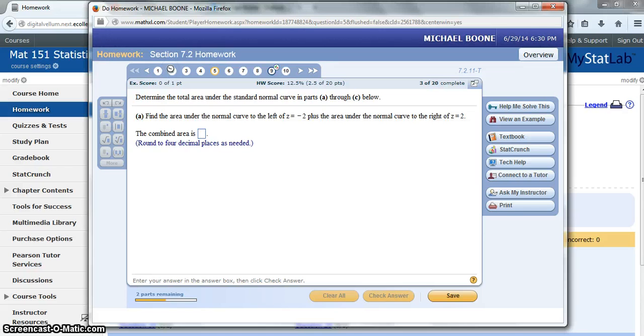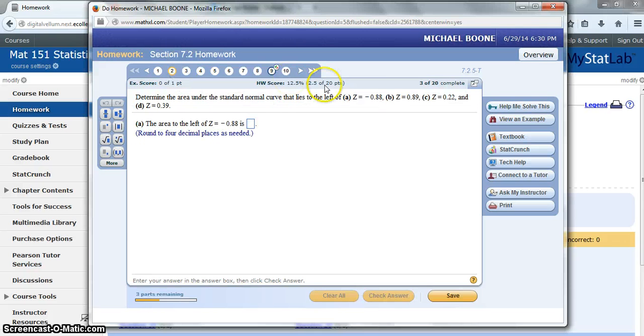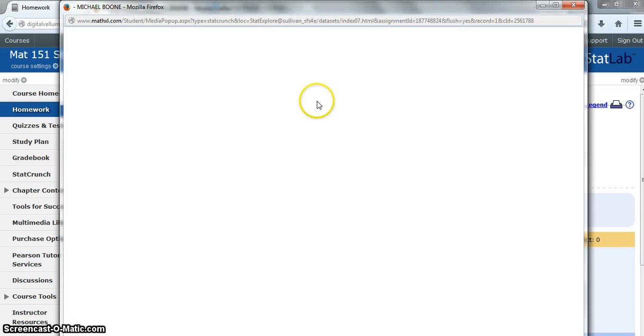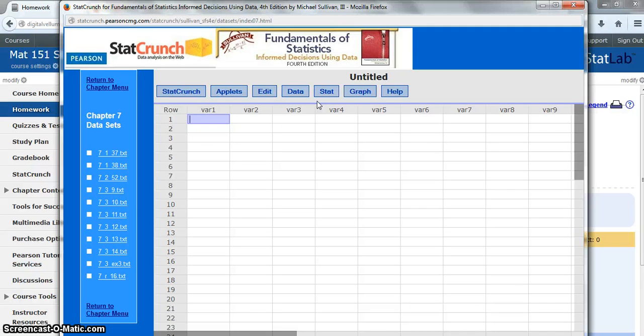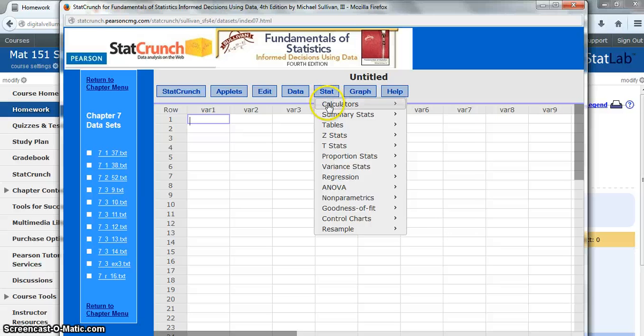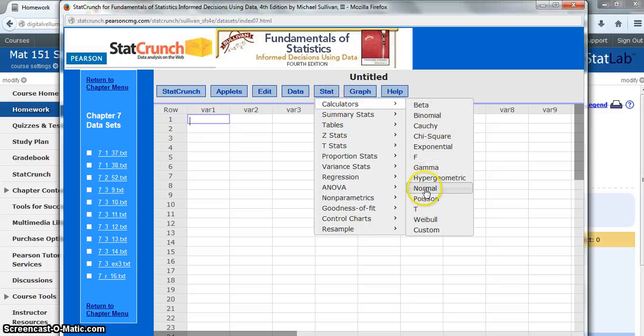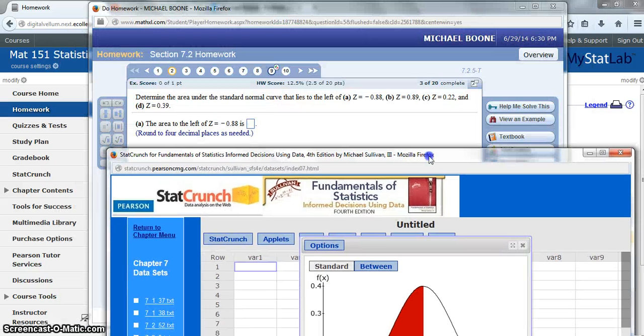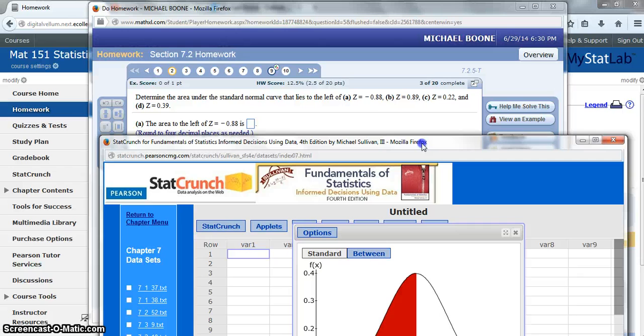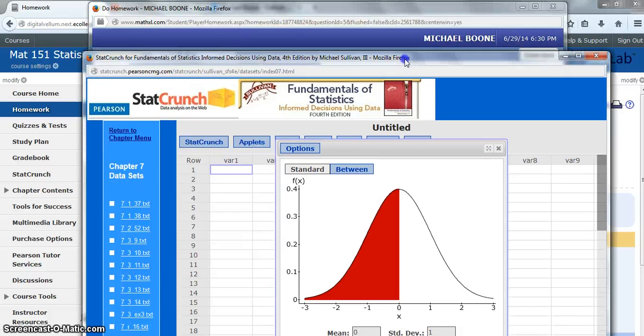If we look at number 2, and again using StatCrunch, for a z-score the mean is 0 and the standard deviation is 1. So that's the standard normal curve. If I go to stat, then calculators, then normal, I'll get a normal calculator. It has a mean 0 and a standard deviation of 1, so it's set up for the normal model. Area to the left of z equals negative 0.88 is the first question.